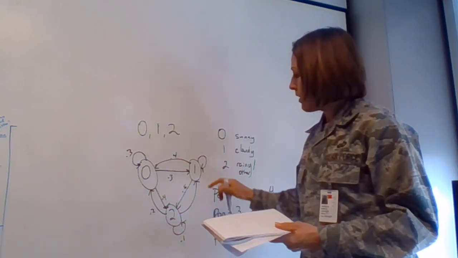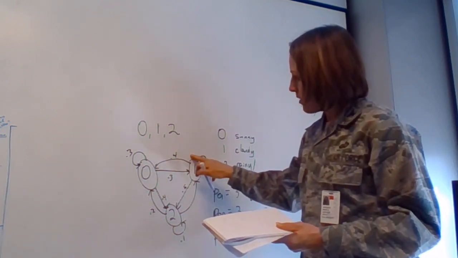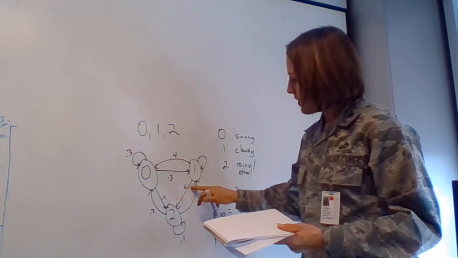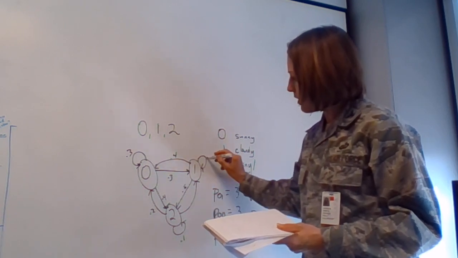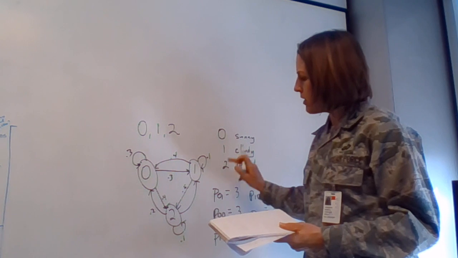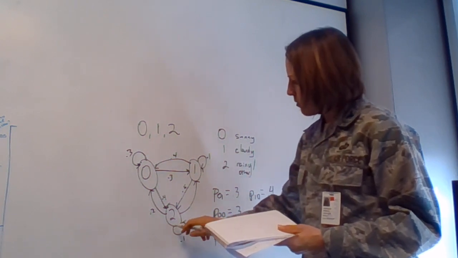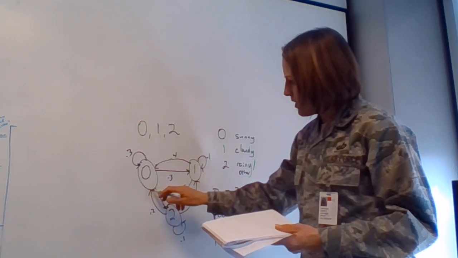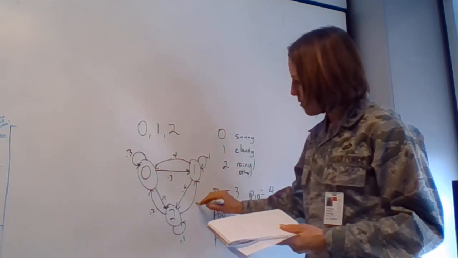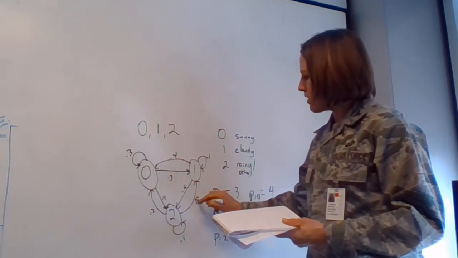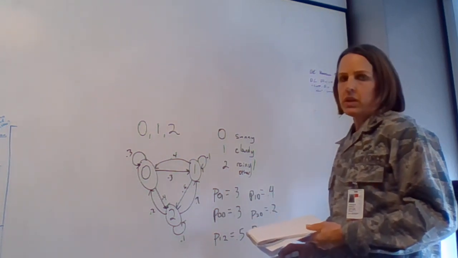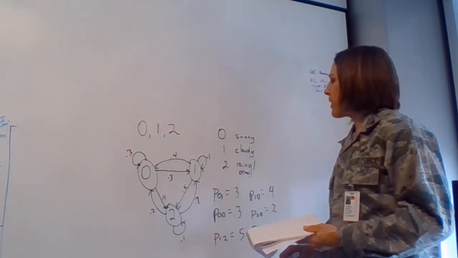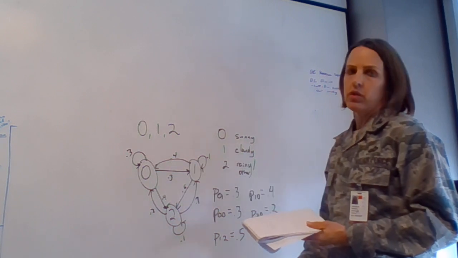If you're in state 1, we know there's a 40% chance of going to 0, 50% chance of going to 2, which only leaves a 10% chance of being cloudy 2 days in a row. And down here, we've got a 10% chance of staying in state 2. We've got a 20% chance of it going to sunny, and so that leaves us with a 70% chance of it being cloudy. Okay, so that's your transition diagram.